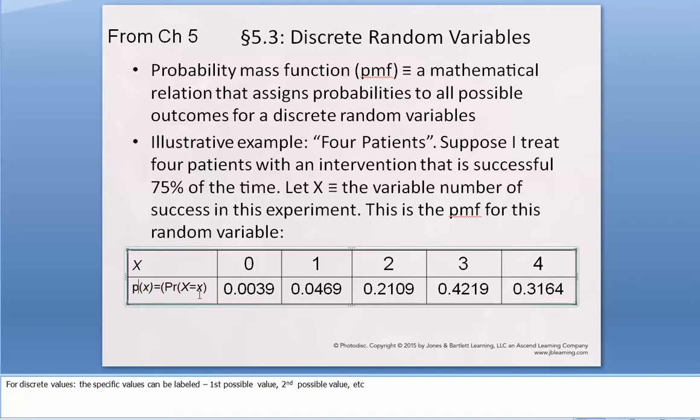Now with these values you just have to accept for right now, but we will learn how to calculate this, in fact, in this chapter.